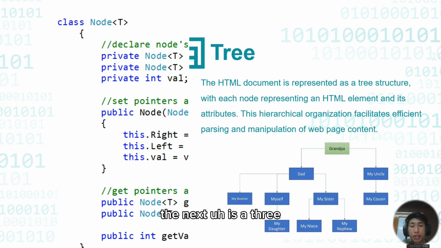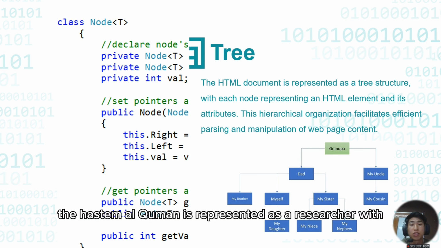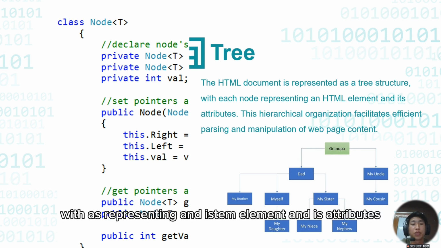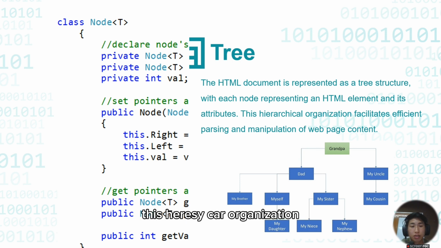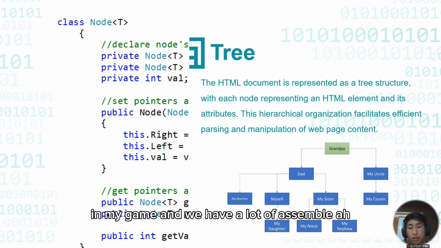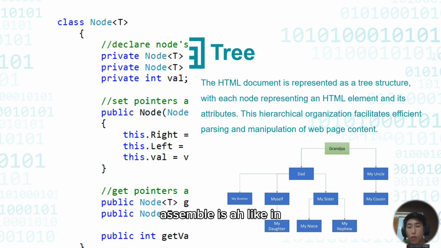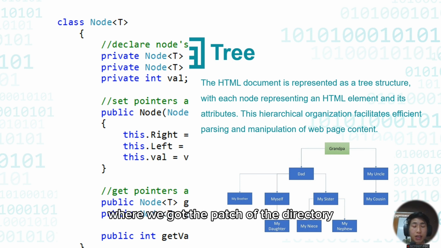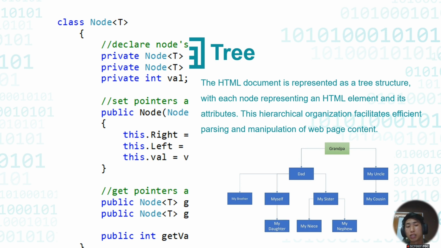The next is a tree. The HTML document is represented as a tree structure with nodes representing an HTML element and its attributes. This hierarchical organization facilitates efficient parsing and manipulation of web page contents. So the tree is like this diagram. We start with a grandpa, dad, and children. Example, in the web, we got the path or the directory that we can go to the other page. That is the meaning of the tree.